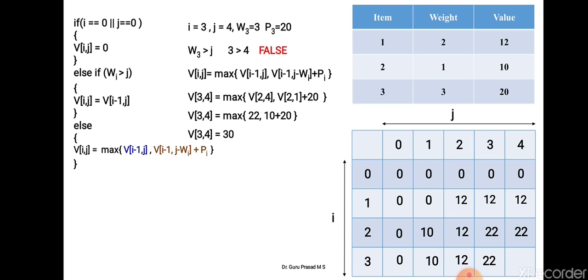Next, i equal to 3, j equal to 4. Condition w3 greater than j: 3 greater than 4, false. So control goes to the else part. V of 3 comma 4 equal to max of V of 2 comma 4, V of 2 comma 1 plus 20. The 2 comma 4 value is 22 and the 2 comma 1 value is 10, plus p3 value 20. Max of 22 comma 30, the maximum value is 30. So V of 3 comma 4 value is 30.